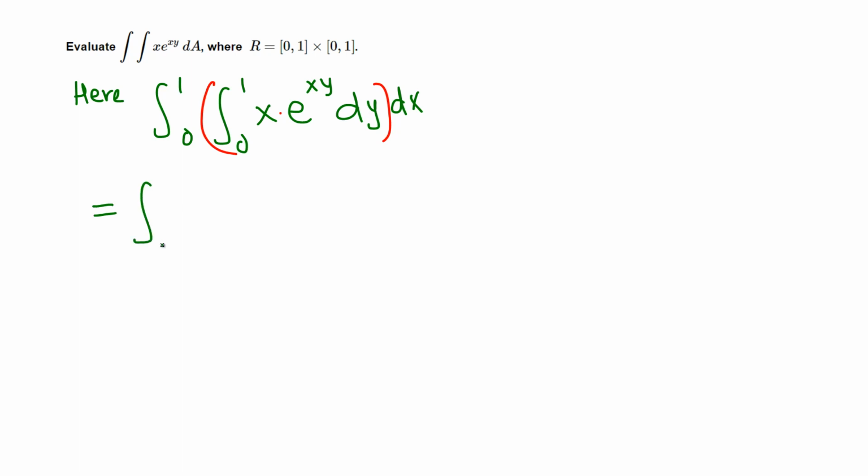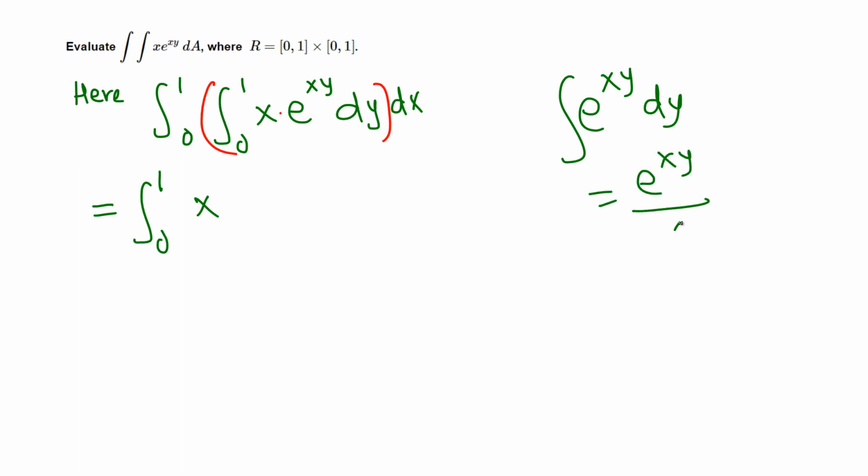So this is the same as the integral from 0 through 1. Now x behaves like a constant, so x is just x. The antiderivative of e^(xy) with respect to y: x is constant, you can think like 2y. So this is the same, and we divide by this constant x. Okay, so here this is e^(xy) divided by x, and our y runs from 0 through 1, dx. I'm writing y so that we don't get confused.